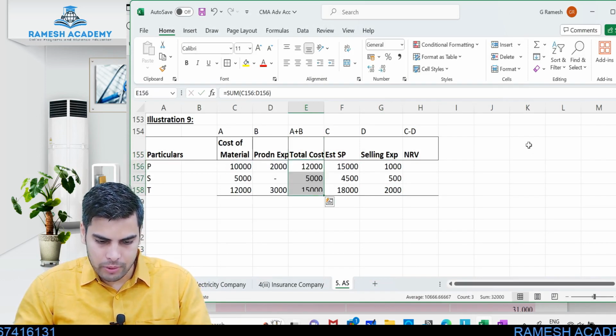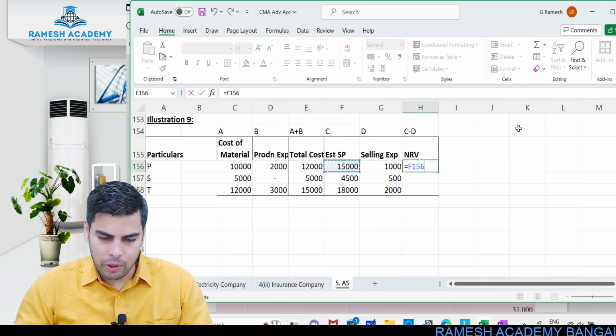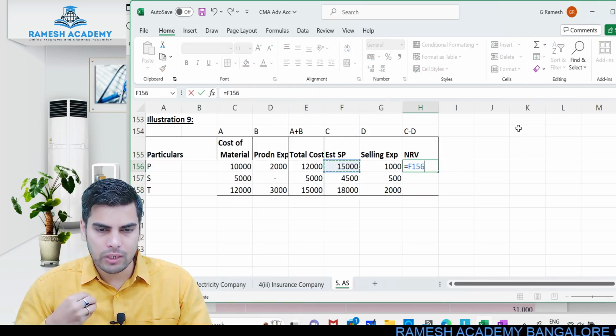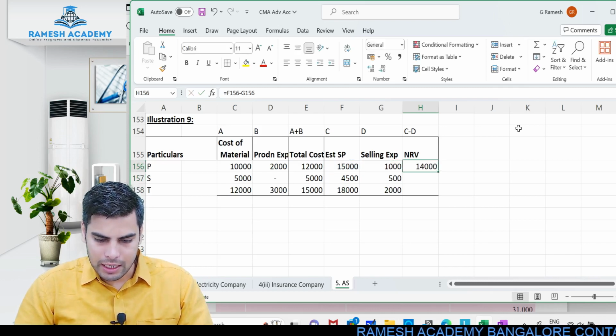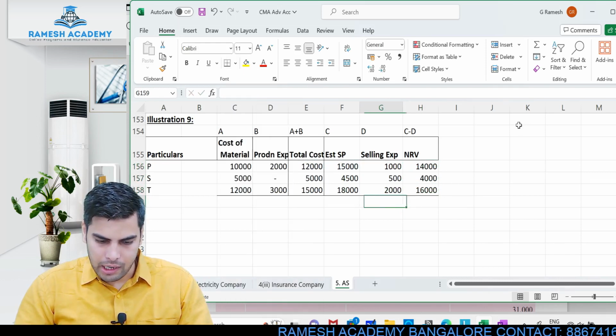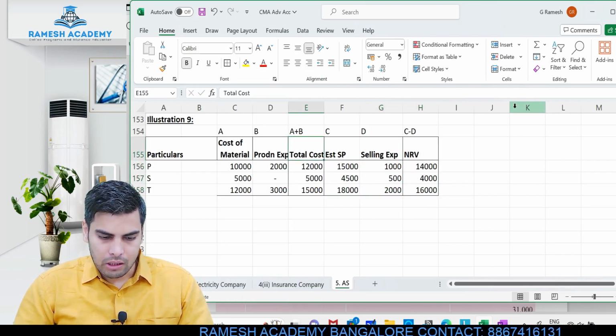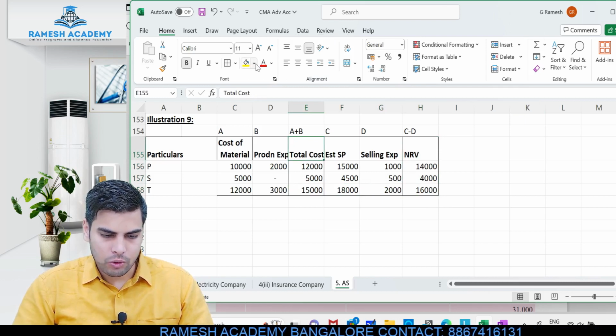Okay, so this will give me the total cost. And what about the net realizable value? Estimated selling price, the sale proceeds which I'll be receiving, minus selling expenses. So this is how I'll be calculating the net realizable value. Now once I know this cost and net realizable value, I just need to compare these two.